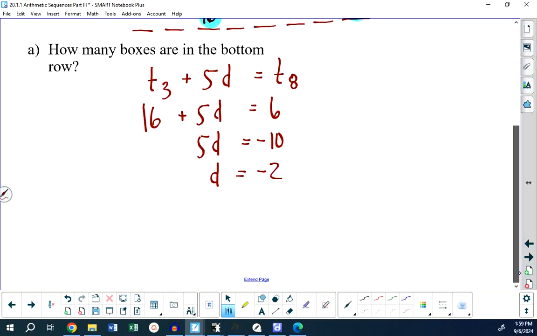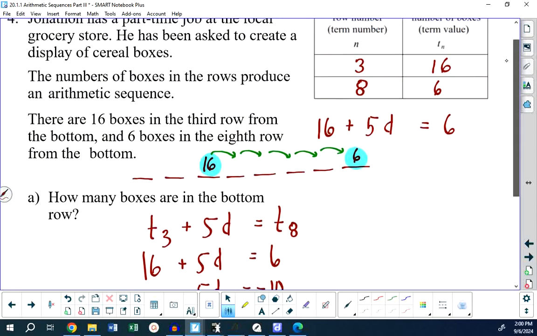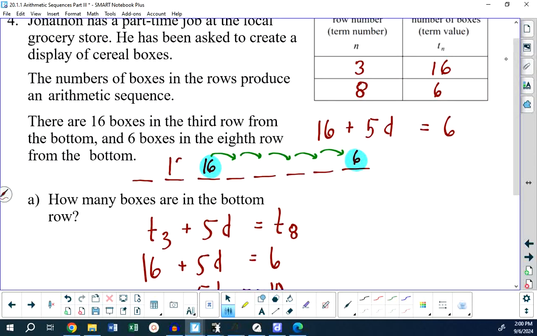Sometimes you don't have to make things complicated. We can find the bottom row here by just working backwards at this point. You don't need a formula or anything complicated. If the common difference is negative 2, that means there must be 18 boxes in this row and 20 boxes in this row, which is the first row. So the answer to part A is there are 20 boxes in the bottom row.